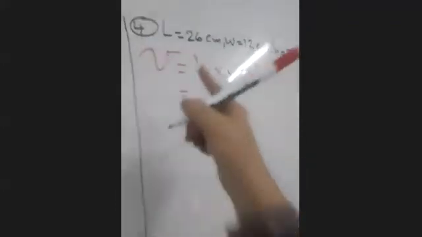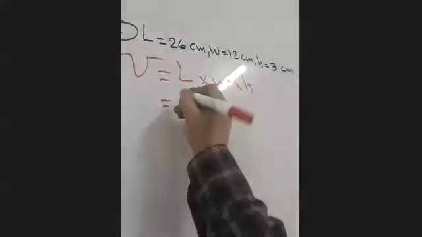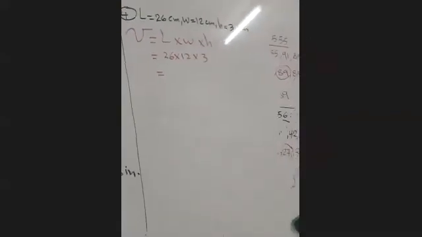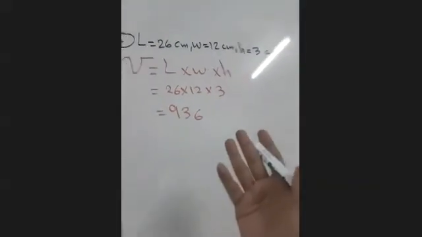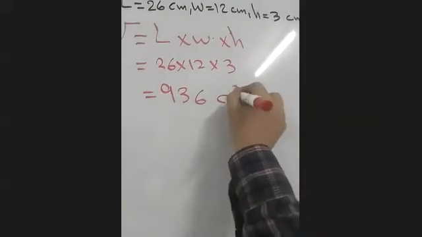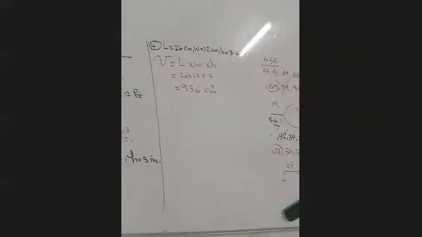Equal, under equal. What's the length? 26 multiply 12 multiply 3. Yes, mister, I'm here. I'm sorry, mister. Now we multiply these three numbers normally. The answer is 936. Excellent. 936 what? Centimeter. What? Cubic centimeter. Yes, cubic centimeter, like this one. Excellent. This is question 4.